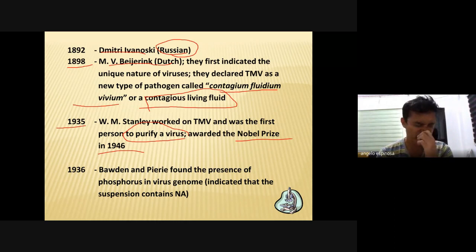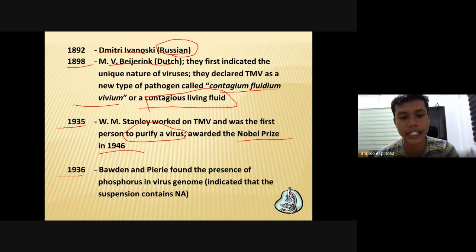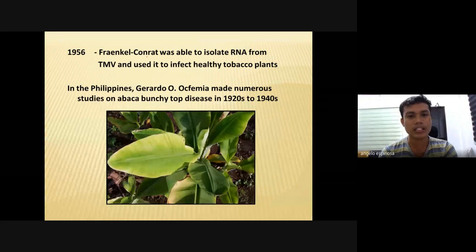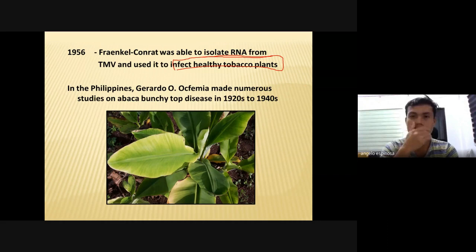And then we have, in 1936, Bawden and Pirie, who found the presence of phosphorus in the virus genome, which indicated that the suspension contains nucleic acid. In 1946, Franklin Conrad was able to isolate RNA, or ribonucleic acid, from TMV, the tobacco mosaic virus, and used it to infect healthy tobacco plants. They checked how infective it really was.